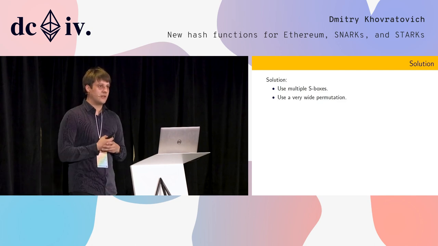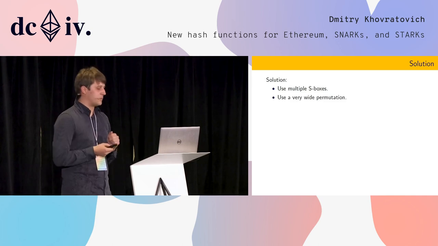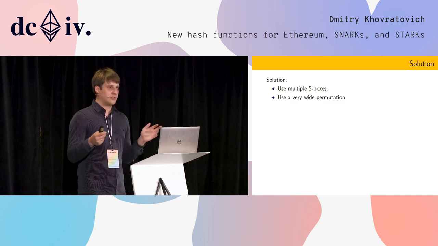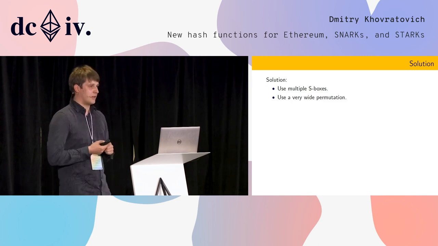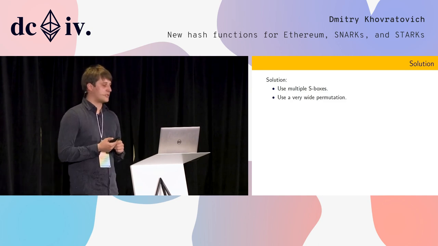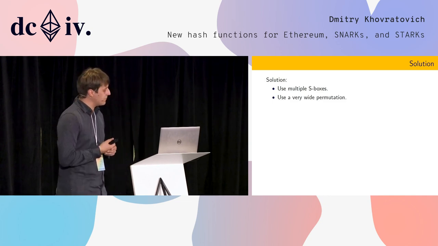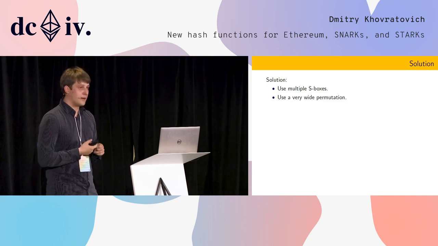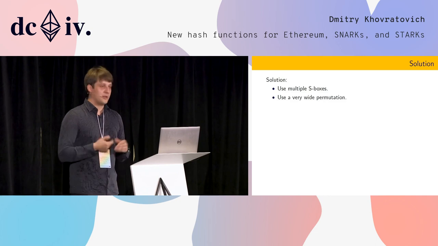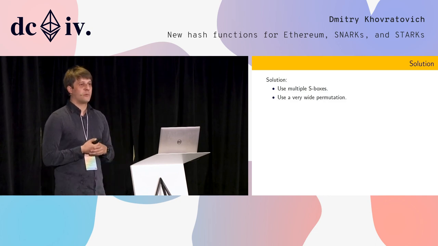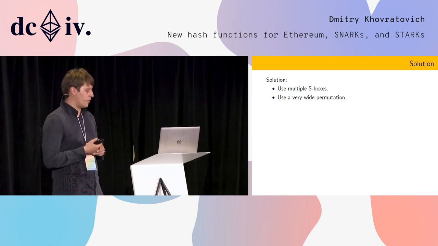The solution that is still obvious to me, because I would like to work with a wide permutation, because I would like to leverage the permutation width to get a more efficient circuit for a tree, not for one hash function, for a tree, because that's the bottleneck. And the idea is: why wouldn't we use multiple S-boxes and use a very wide permutation? Then our function would be very similar to what we already have, for example, in AES or other designs.